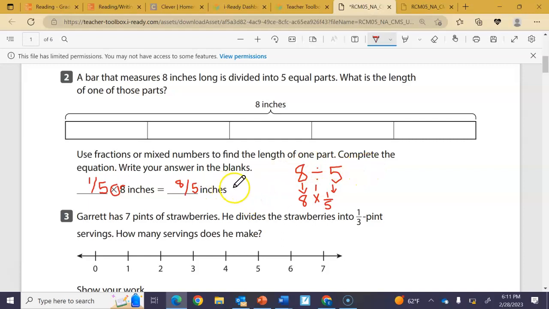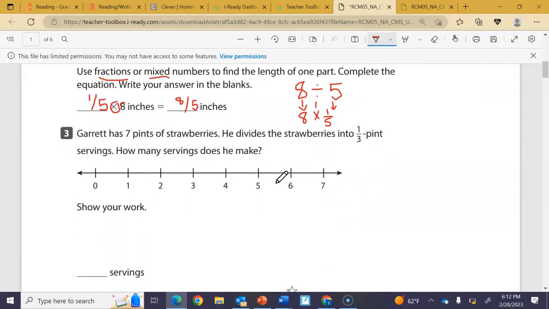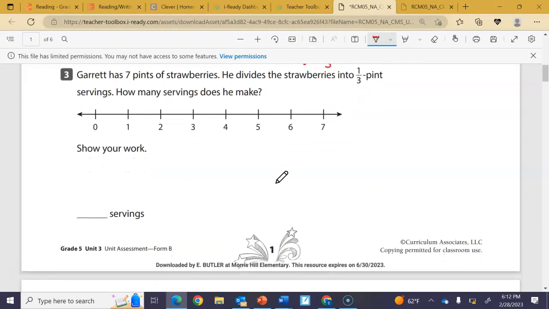You can further simplify this and make it a mixed number, but if you don't know how, they just ask for either a fraction or a mixed number. So if you could show a mixed number, you are more than welcome to. All right, question number 3.